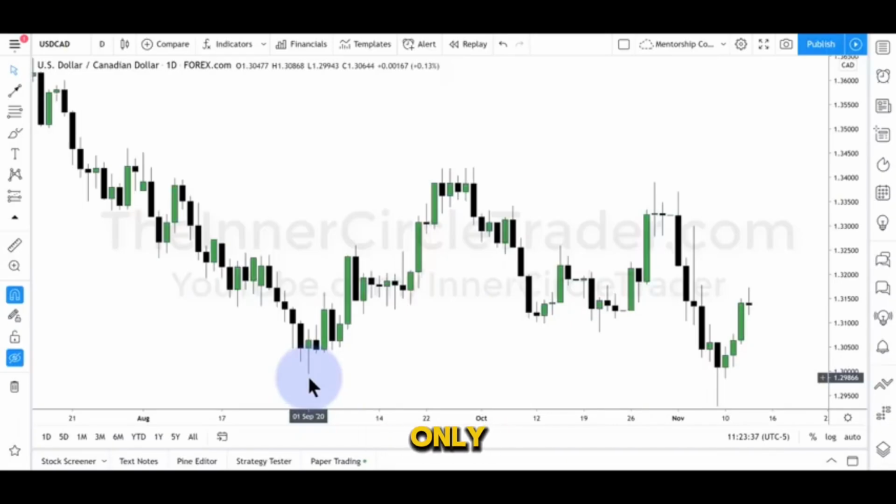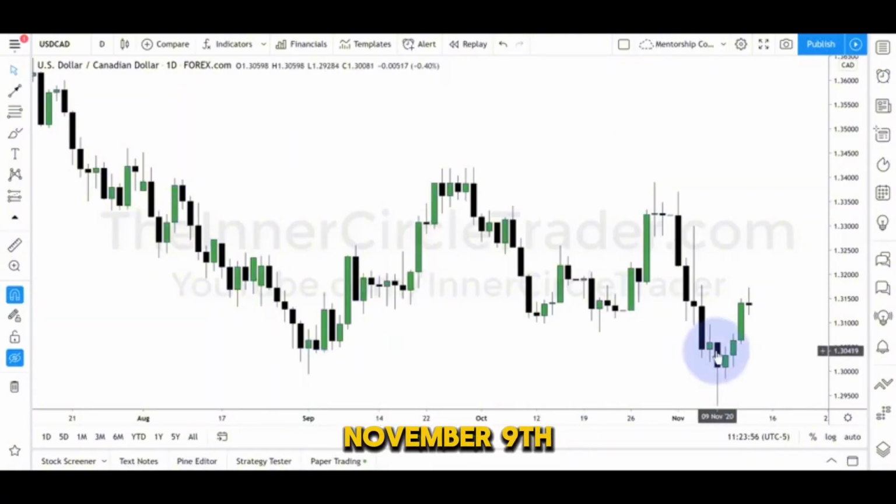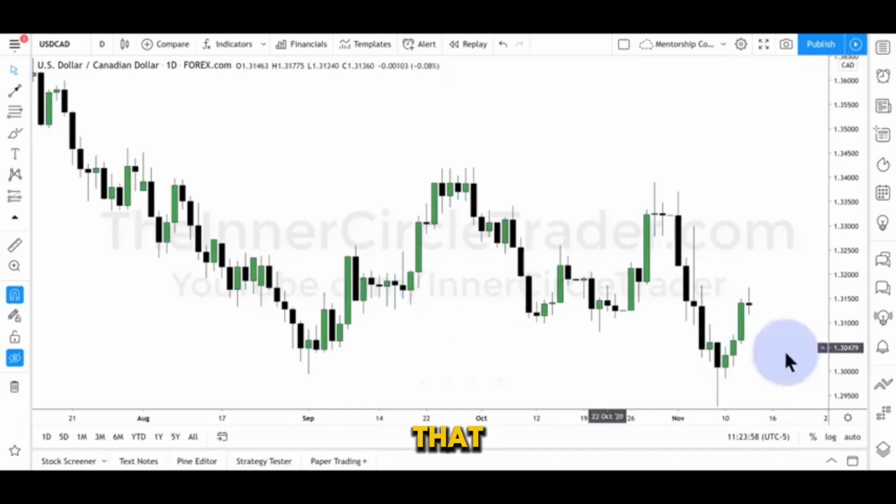And it doesn't only work on daily charts. This works on hourly charts. It works on 4-hour charts. It works on weekly charts. Okay, so it's important that you know that this liquidity idea I'm teaching you here is just part of the framework. But we can see eventually on the 9th of November, price trades down and goes below that low. This is an important event.